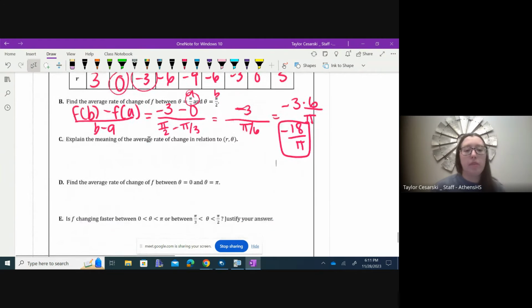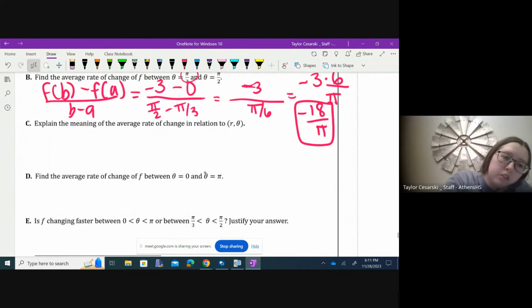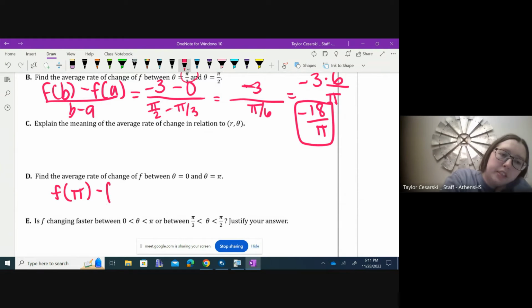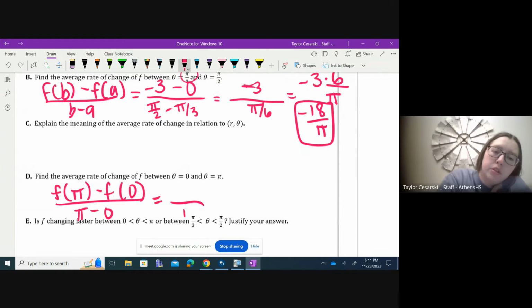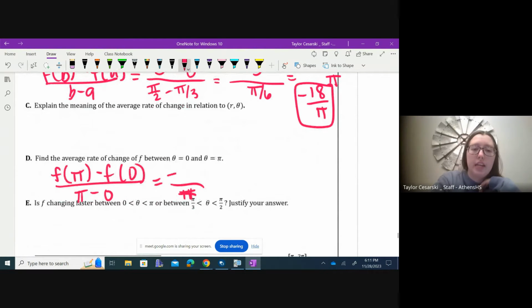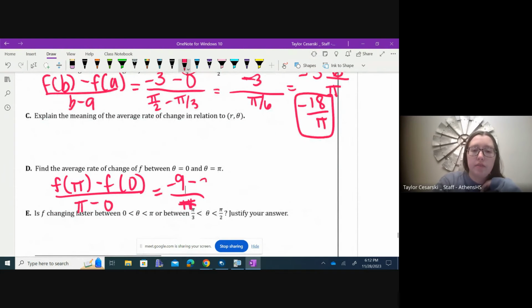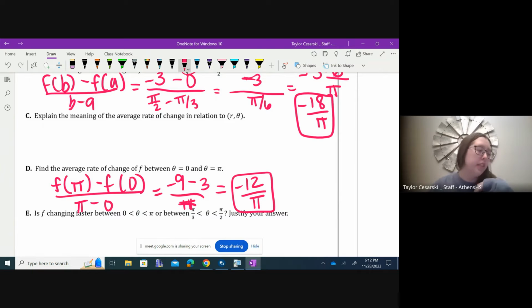Okay, let's do one more. Let's do from theta equals 0 to pi. So it'd be f of pi minus f of 0 over pi minus 0, which would obviously be pi on the bottom. That does not look like a pi. All right, f of pi, go to my table, is negative 9. Minus f of 0, which is 3. So I get negative 12 over pi for this.